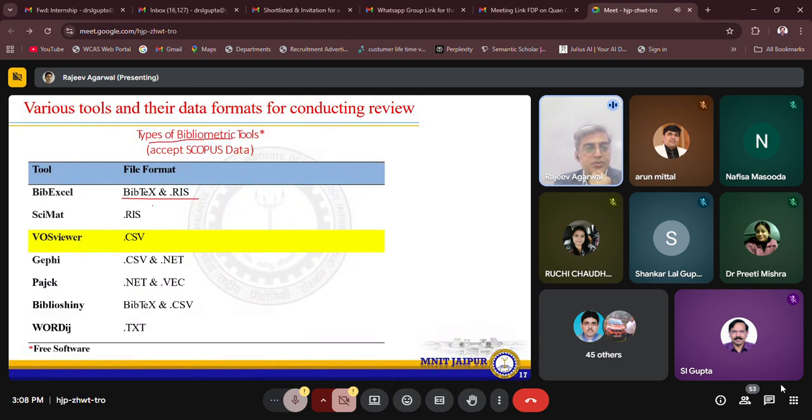So there are tools like VOSviewer. This is one of the very, very popular tools. There are a number of tools, like Bibexcel. I will be giving you hands-on into VOSviewer. This is one of the free software. These are all free software. You can use any. And these use file format .csv.